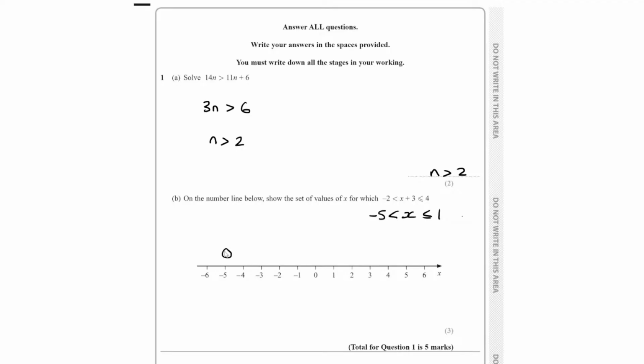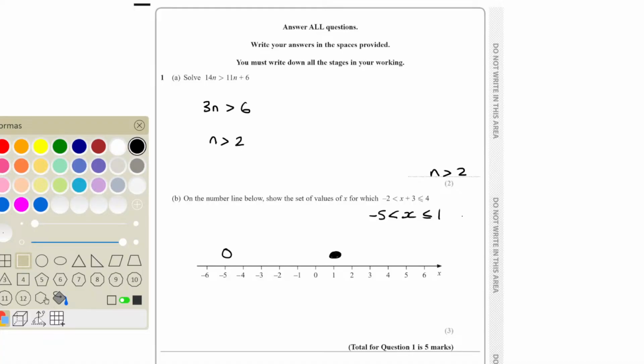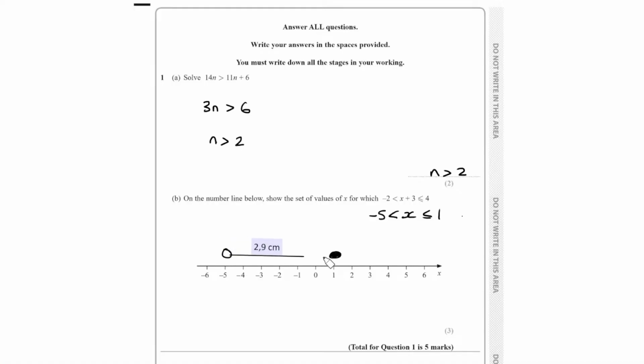Okay, so then obviously you draw a circle on each number, so -5 and 1. The 1 we're going to colour in because it says less than or equal to 1, so it could also equal 1. And if I just get my ruler, draw a line straight between them.